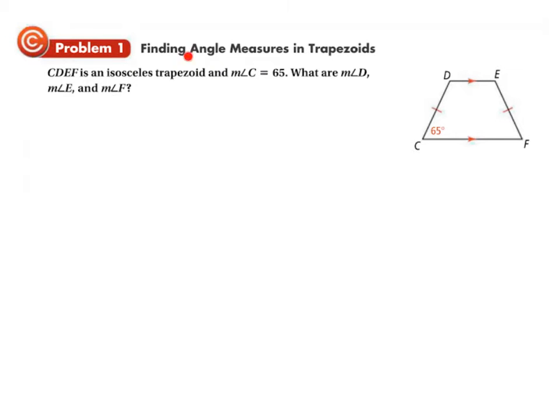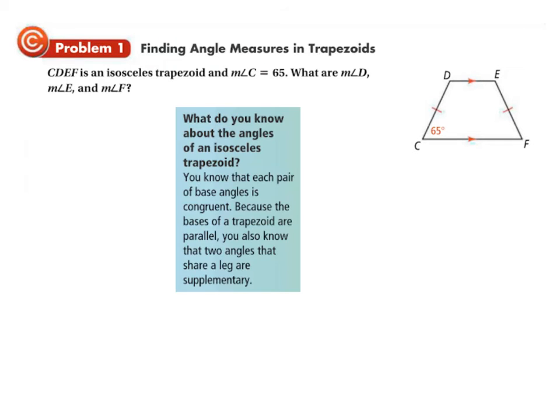So problem one, finding the angle measures in a trapezoid. CDEF is an isosceles trapezoid, and we know that the measure of angle C is 65 degrees. What are the measures of angles D, E, and F? Well, remember what we know about the angles of an isosceles trapezoid. We know that each pair of base angles is congruent.